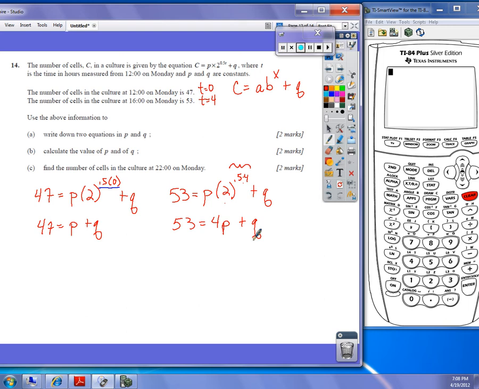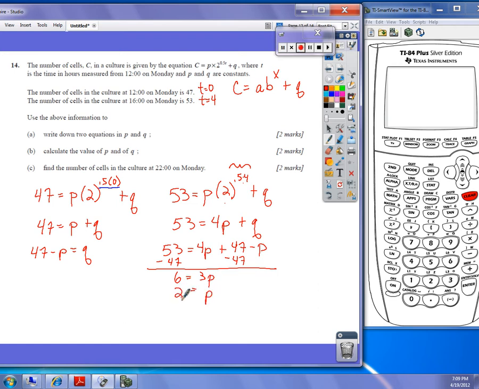Well, this thing becomes pretty easy to solve right here. Let's just solve for Q. 47 minus P is equal to Q. I'm going to substitute into the other equation. 53 is equal to 4P plus 47 minus P. So subtract 47 from each side. 53 minus 47 is 6. 6 is equal to 4P minus P, 3P. So P is equal to 2.